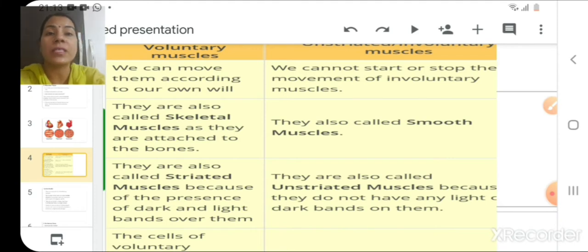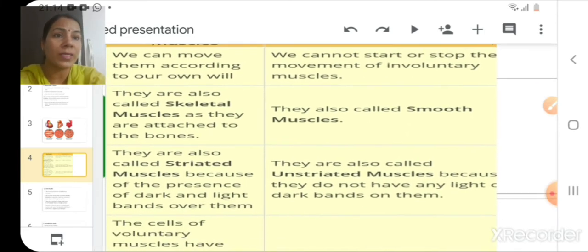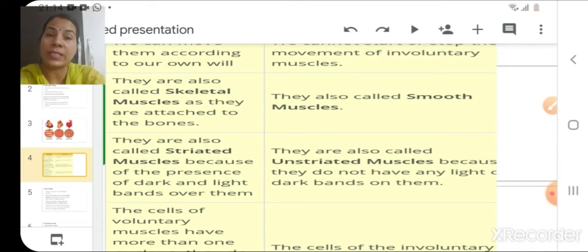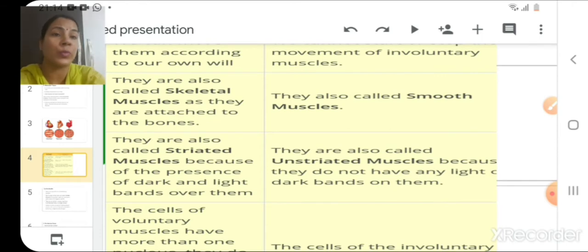And the third difference is that voluntary muscles are also called striated muscles because of the presence of dark and light bands over them. The occurrence of alternate dark and light bands gives them a pattern of striations. That is why these muscles are called striated muscles. Whereas in involuntary muscles like smooth muscles, these striations are totally absent. That is why these are called unstriated muscles or smooth muscles.